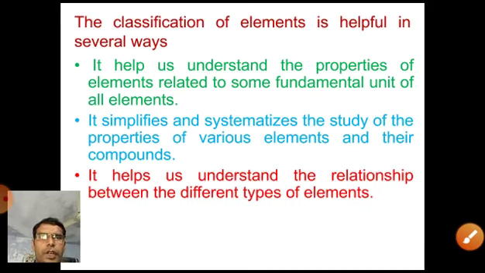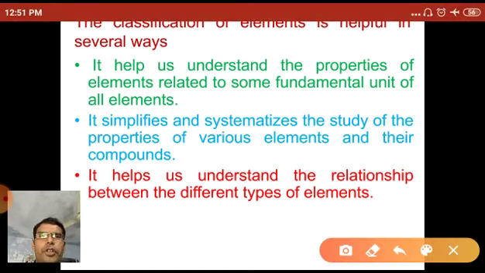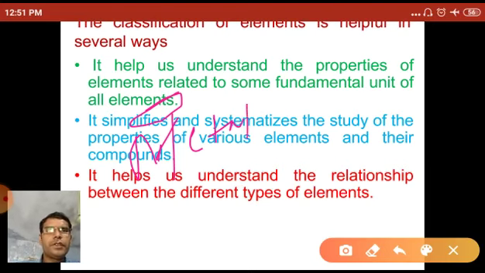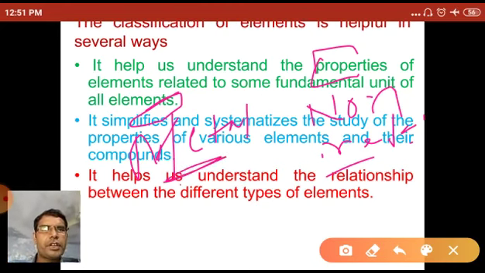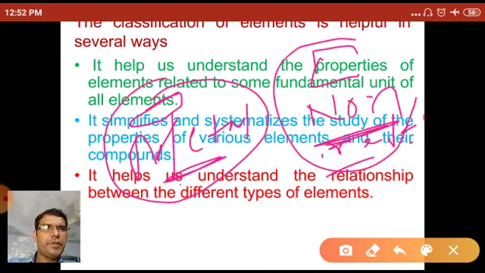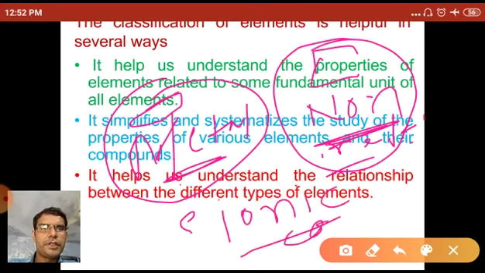Now next, it helps us understand the relationship between the different types of elements. In the modern periodic table, on the left hand side, only metals are present, and on the right hand side, the non-metals are present. When a metal reacts with a non-metal, that means the left hand side elements react with the right hand side elements, they form the electrovalent compound, also called the ionic compound.